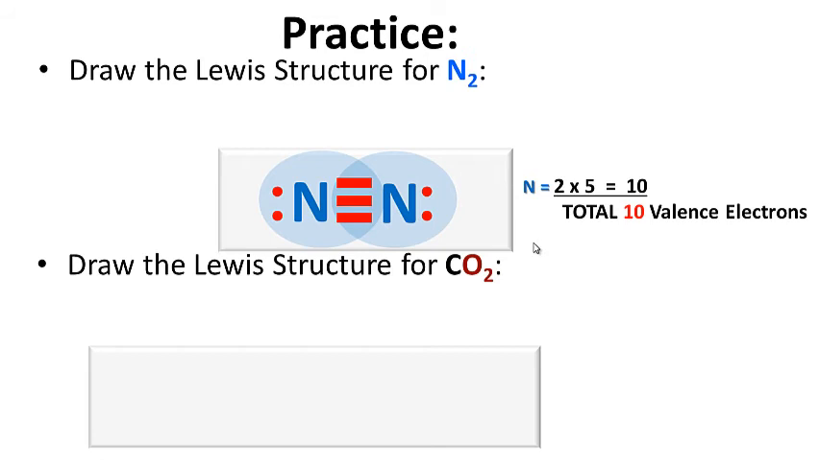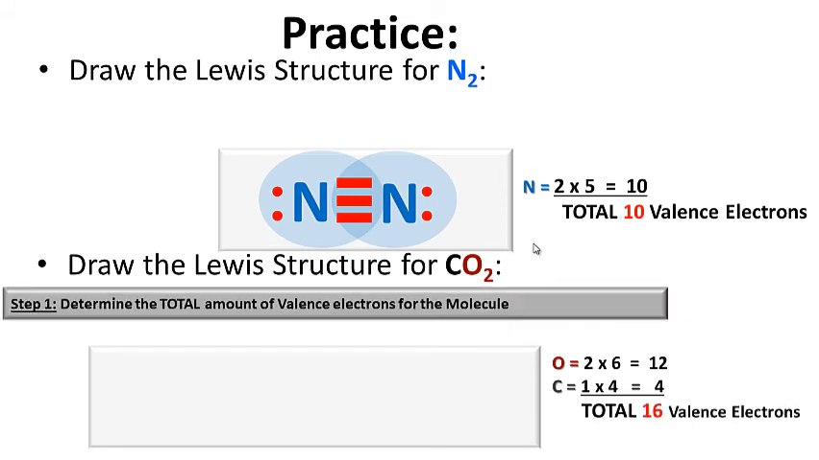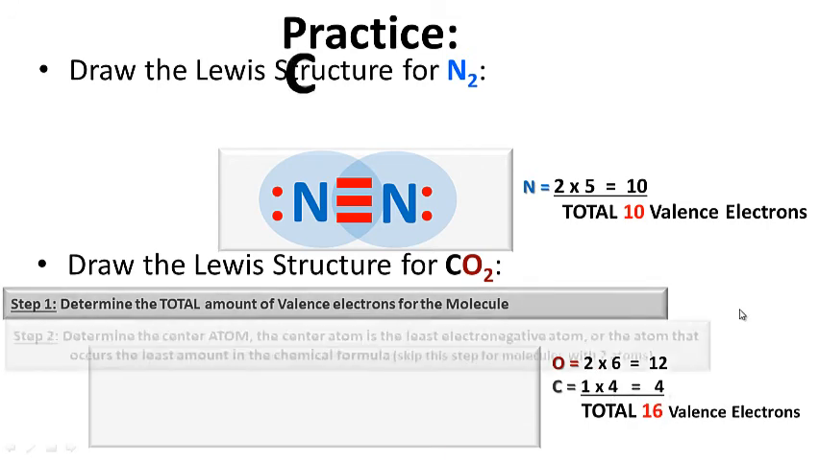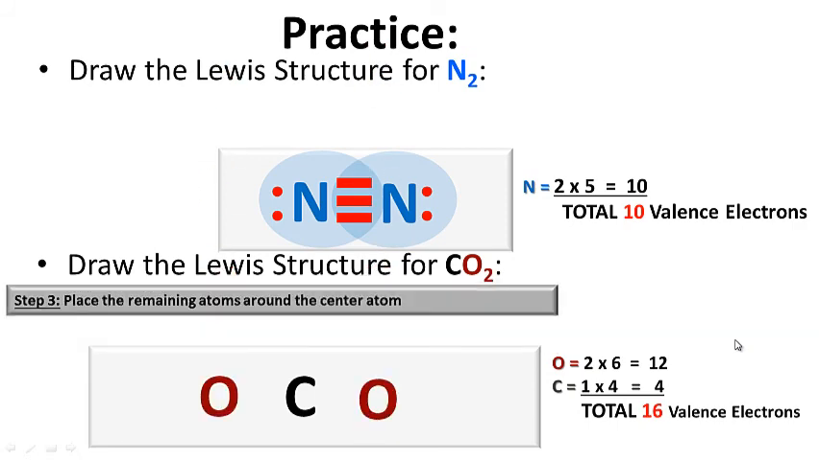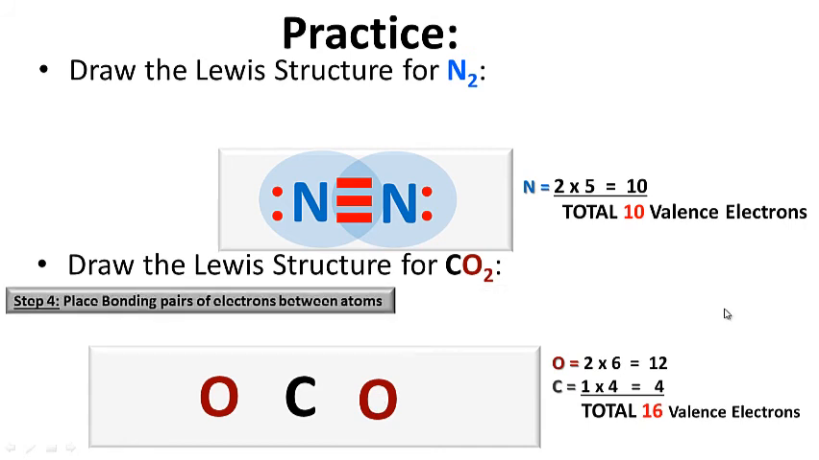All right, let's try carbon dioxide here. Step 1, determine the total amount of valence electrons for the molecule. So we have a total of 16. Step 2, determine the center atom. It's the atom that is the least electronegative or the atom that occurs the least amount in the chemical formula, which is carbon. Step 3, let's add in our other 2 oxygen atoms here. Step 4, place bonding pairs of electrons between the atoms. So we can go ahead and throw a bonding pair of electrons in there first, because we know they're going to bond.